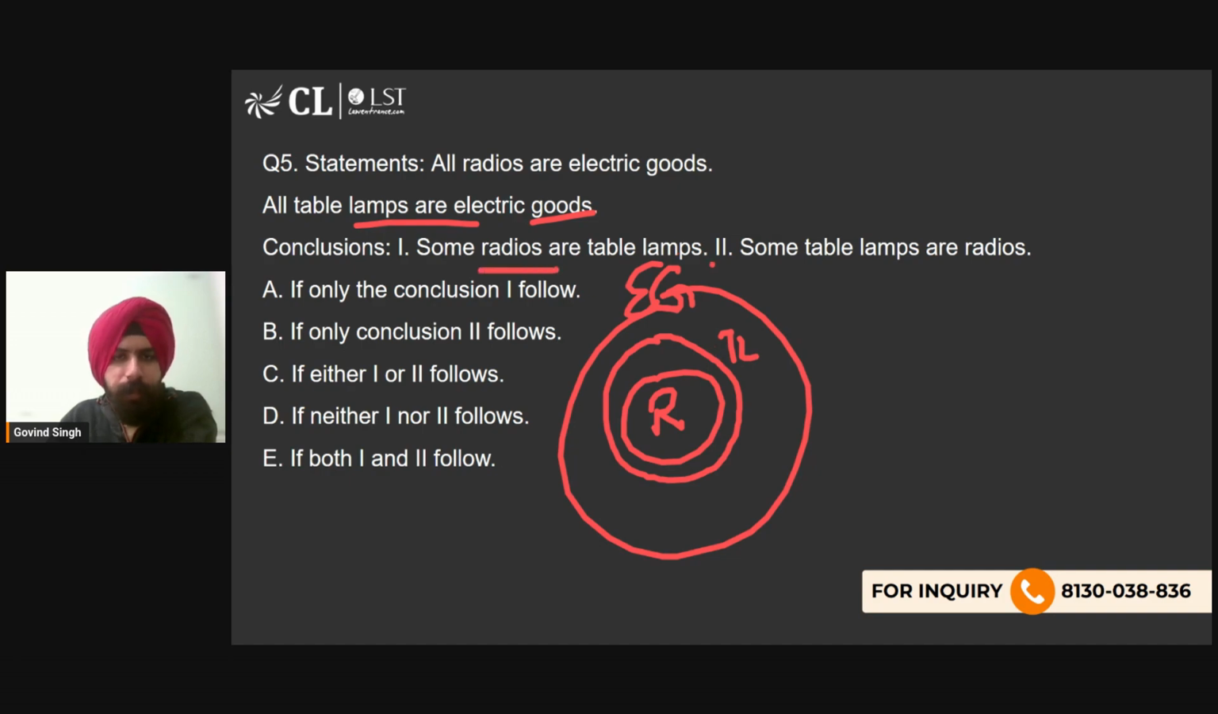Some radios are table lamps. True. Some table lamps are radios. Also true. Both the conditions, even if you draw table lamp inside, would be true. So that means both of them follow, which means option number E would be the right answer. This was a simple one.